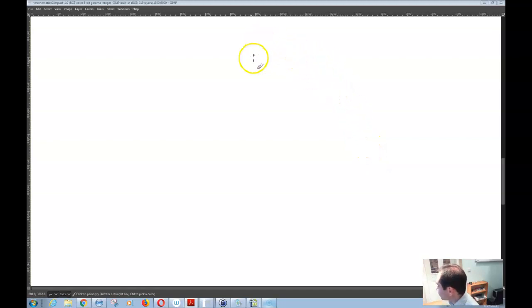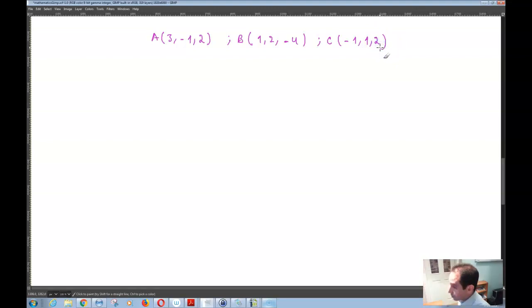So, for example, you have A as (3, -1, 2), and you have B as (1, 2, -4). You have C as (-1, 1, 2), and these are the vertices of a parallelogram. And you want to find the fourth vertex. Let's call the fourth vertex D, for example.